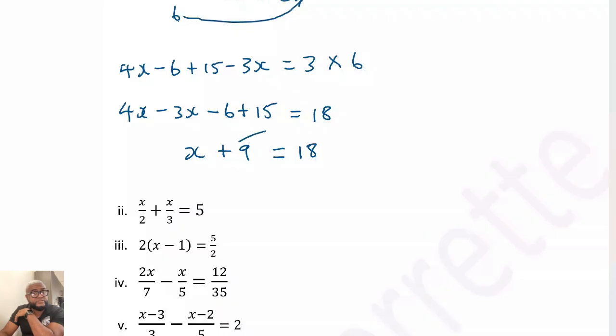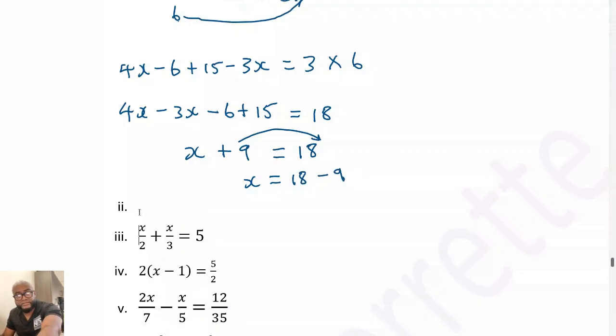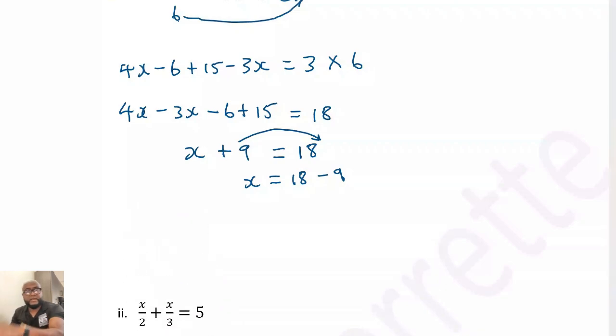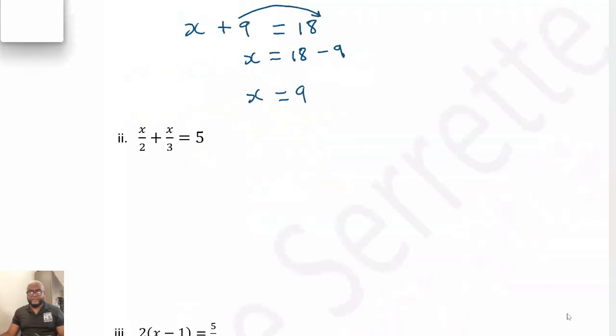What do we do with the 9 now? When you carry it over, x is equal to 18 take away 9. What will x be? X is equal to 9. Right? Copy it down.